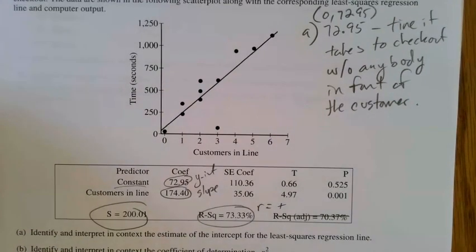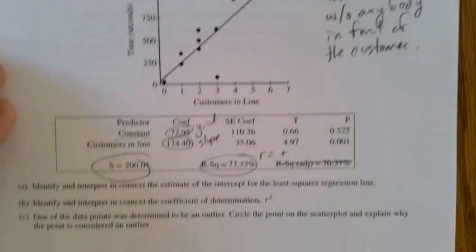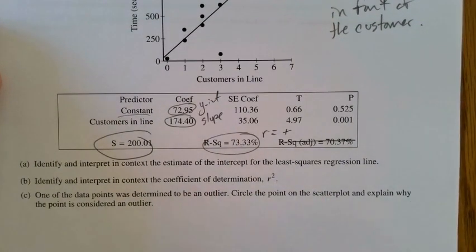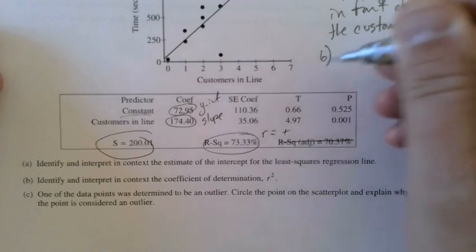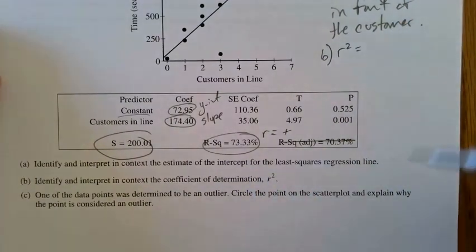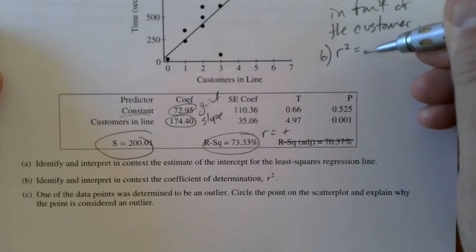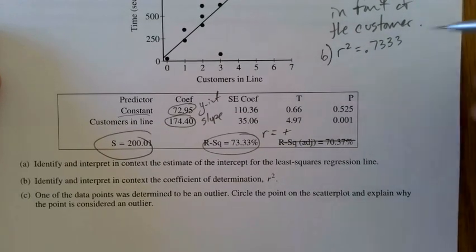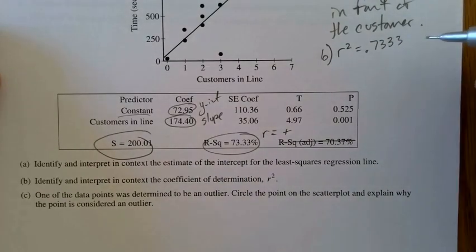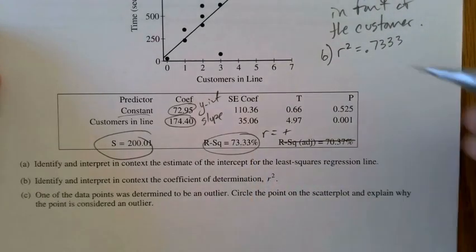Okay, part B: identify and interpret in context the coefficient of determination, r squared, right there. So part B, and this is one of these phrases that I say you need to memorize. R squared is 0.7333, or you could just leave it as 73.33%. That's fine. Just make sure you include the percent.